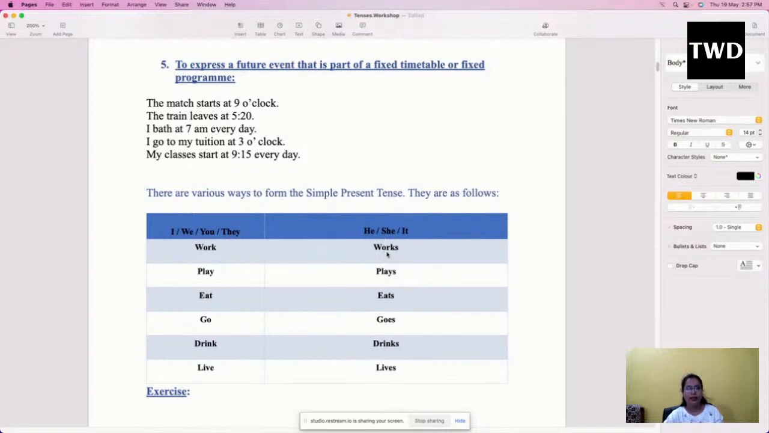So while framing sentences under simple present tense, please remember these tips: your subject should agree with the verb. And the second tip is that we are not going to use any kind of helping verb while framing sentences under simple present tense.